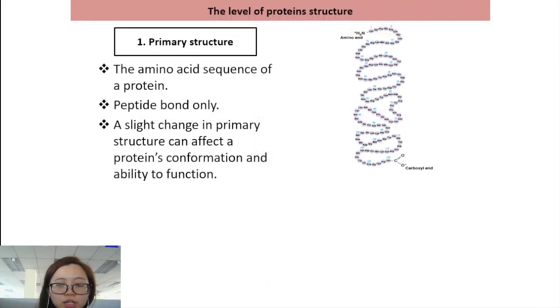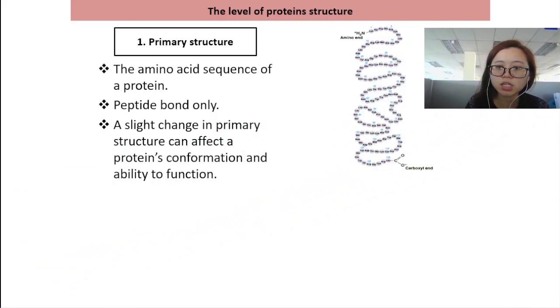The primary structure, sometimes we write one with a degree symbol. So this is the primary structure. It is when you have an amino acid sequence. It consists of the amino acid sequence of a protein. The only bonds in here are peptide bonds, and a slight change in the primary structure of a protein can affect the whole conformation and ability to function.